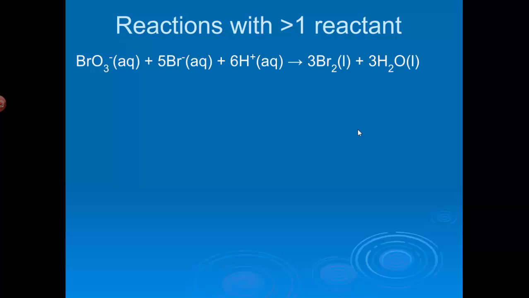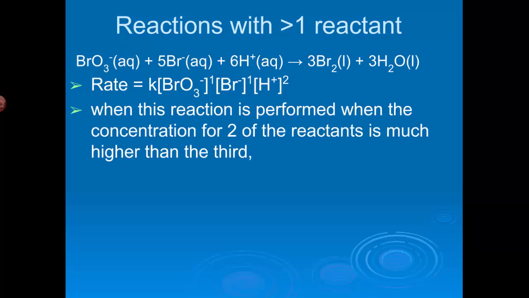This has three reactants: bromate, bromide, and H+. The rate expression for this reaction looks like this. It's first order in bromate, it's first order in bromide, and it's second order in H+. That's experimentally determined. Remember, that's the only way you can determine a rate law: experimentally.